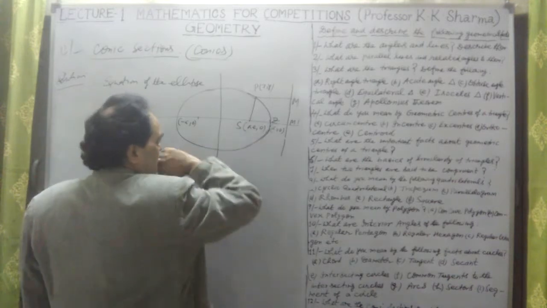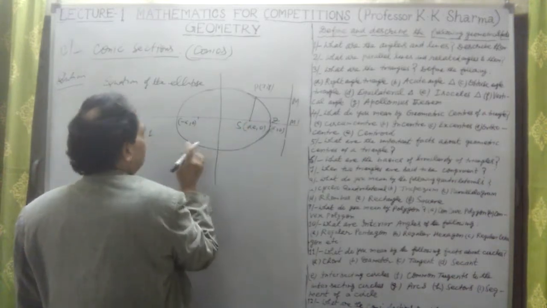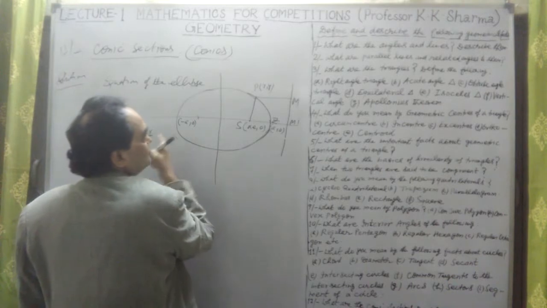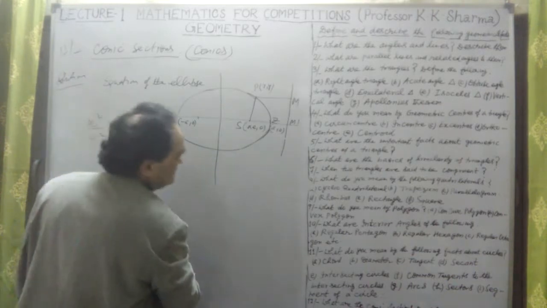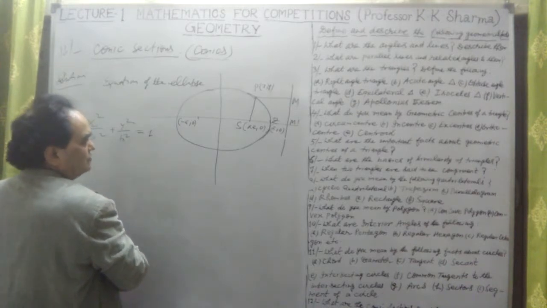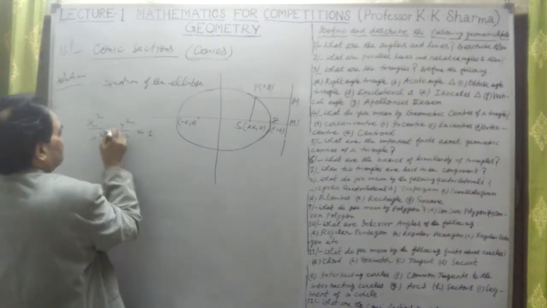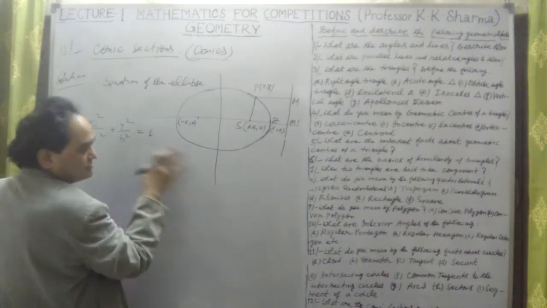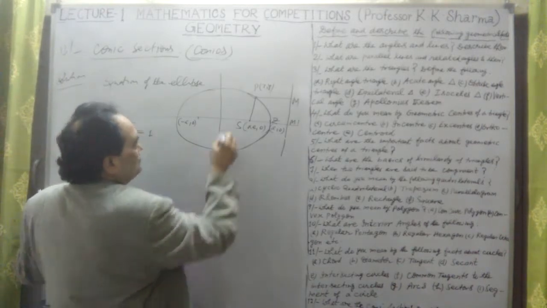In that situation, we can have this equation, which will be like this: x square upon a square plus y square upon b square, because E here is less than 1. So in this situation, the equation of the ellipse is of this kind. We will talk about them. How do we find out this quantity?